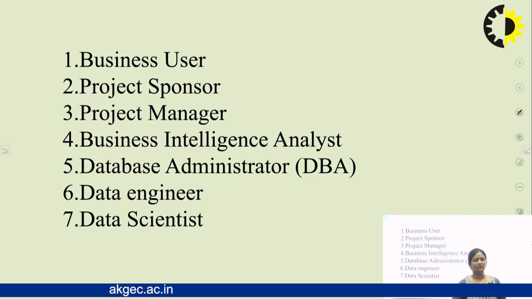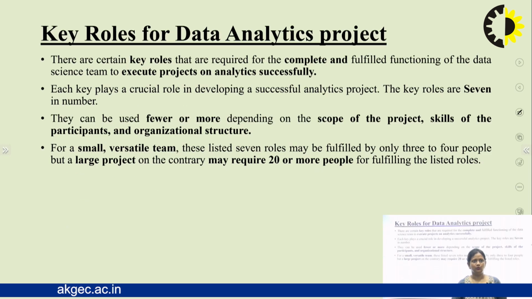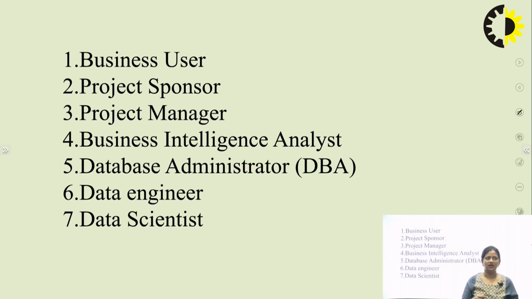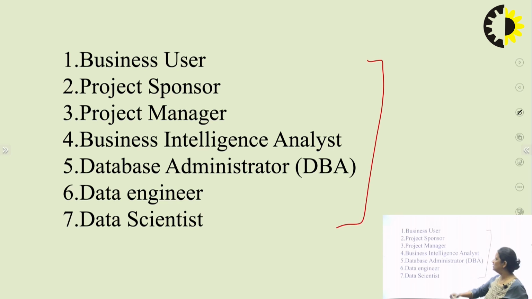So these are the basic key roles required to complete and fulfill the functioning of the data science team to execute the project on analytics successfully. For a successful project, we have these 7 key roles which play an important part in completing a project. First one is a business user. Second one, project sponsor.